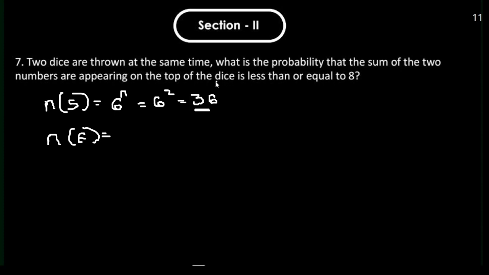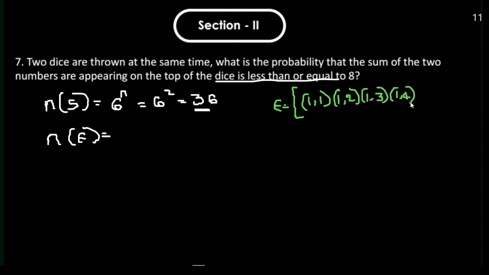To find the favorable outcomes, he has given a condition that the sum of the numbers on the two dice should be less than or equal to 8. Then what are the possible outcomes? Here I'm writing the favorable outcomes. First, if it is 1, then it can be 1,1 then 1,2 and 1,3, 1,4, 1,5, 1,6. All these are possible, right?